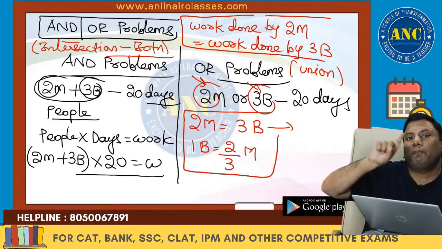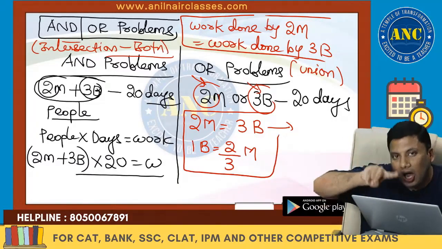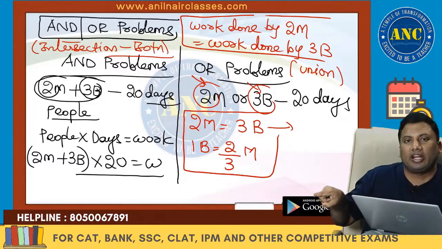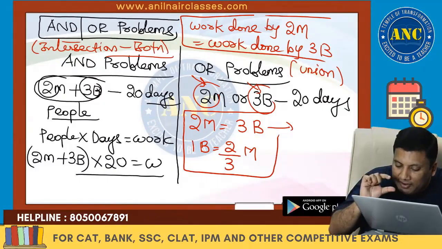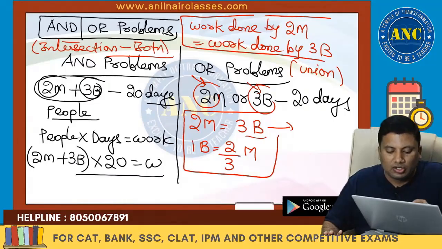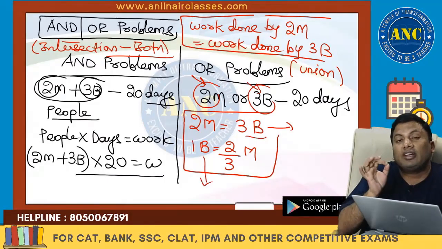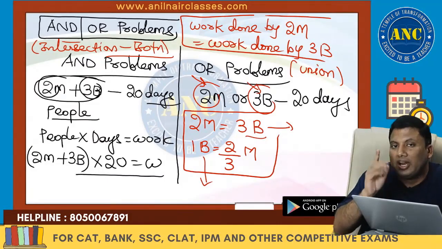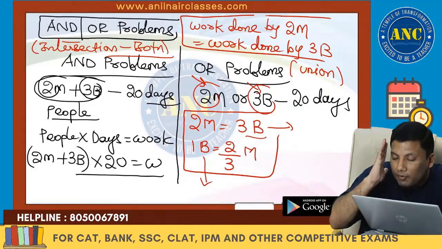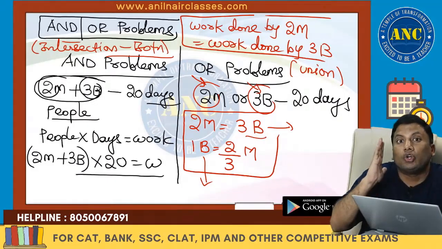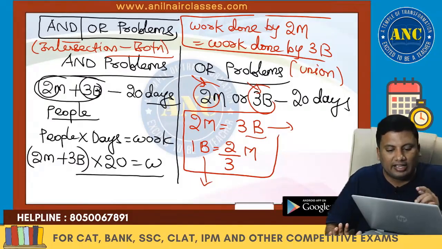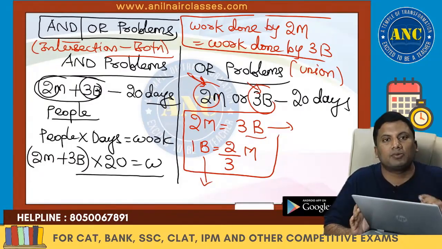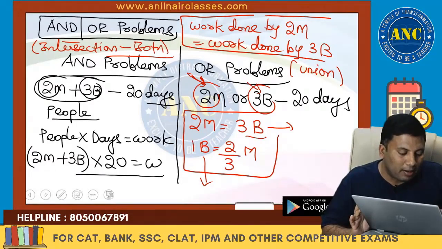2 men can complete a work in 20 days, or 3 boys can complete a work in 20 days. Whatever the work 2 men are doing, the same work can be done by 3 boys. So 1b, it is nothing but. What is the meaning of this line? Whatever the work that is done by 1 boy, one man can do 2/3 of the same work. I hope the idea is clear. Because OR problems are easy, let us do OR problems first.